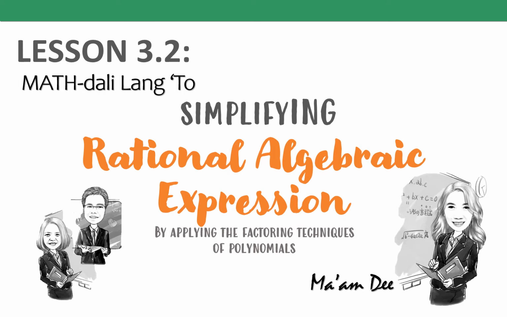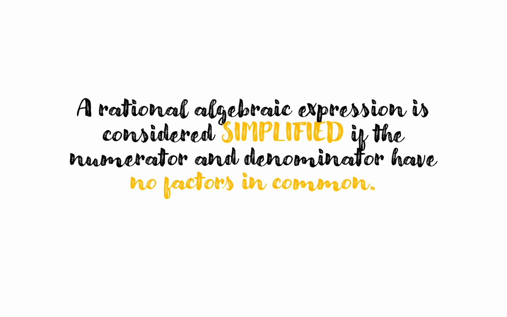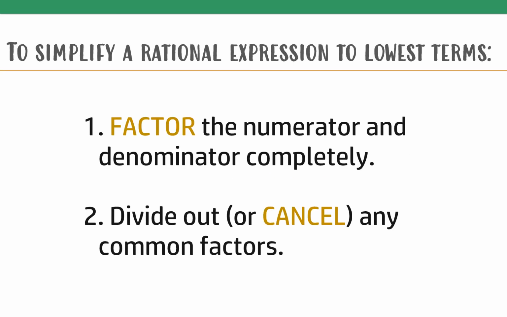So ang lesson natin today ay ang pinaka-last part ng simplifying rational algebraic expression, and that is by applying the factoring techniques of polynomials. So hopefully naalala nyo pa kung paano mag-factor ng polynomial. Okay. So pag sinabi nating simplified rational algebraic expression, wala ng common factor sa numerator at denominator. At meron tayong two steps kung paano mag-simplify. First is to factor the numerator and denominator completely and then divide out or cancel any common factors.